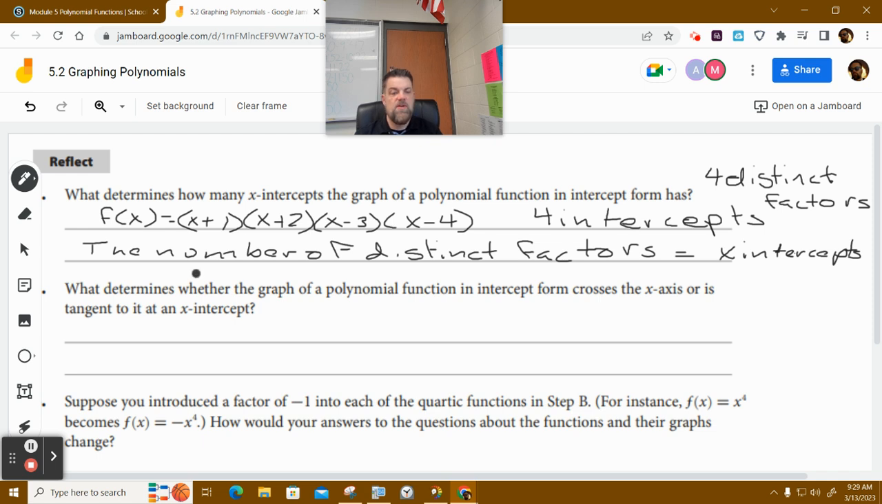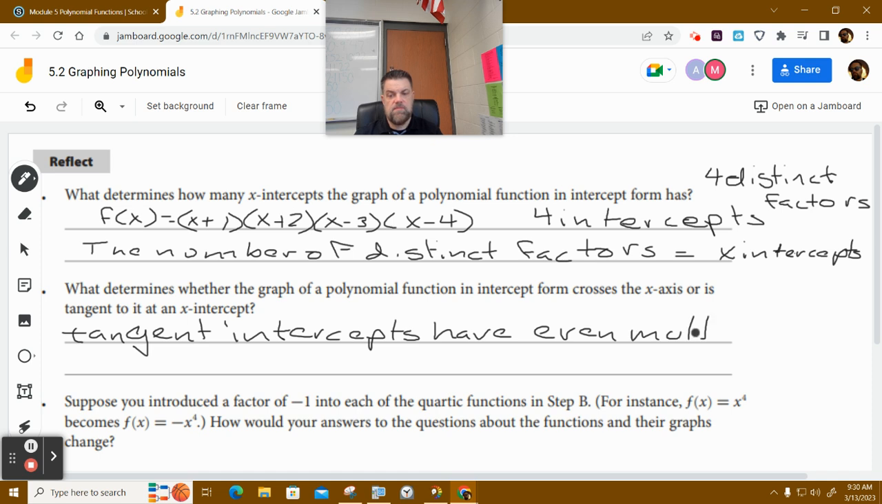All right, it says, what determines whether the graph of a polynomial in intercept form crosses the x-axis or is tangent to the x-intercept? Tangent intercepts have even multiplicities. Now, multiplicity means solutions.